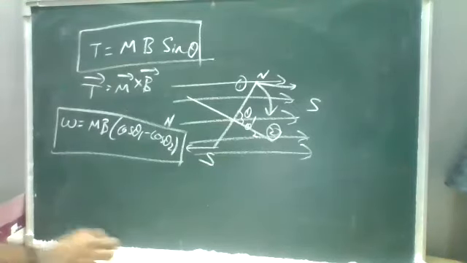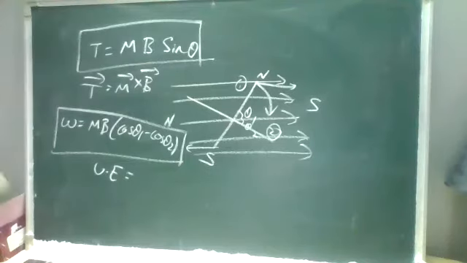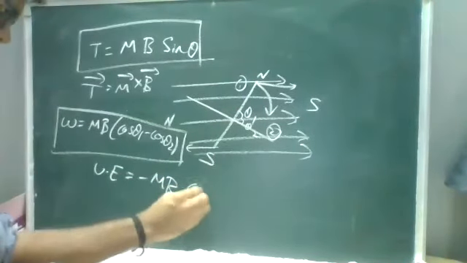For potential energy, there it is minus p E cos theta. There are special conditions, theta is equal to 90 degrees, or theta is equal to 0, and so on. Potential energy, remember this relation: minus M B cos theta.